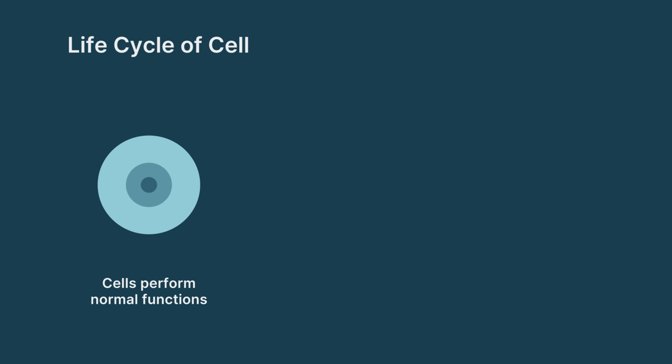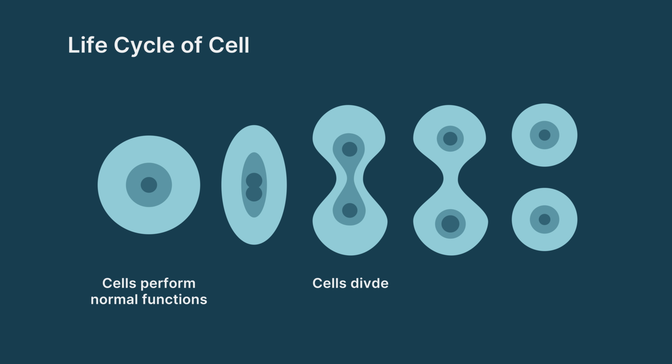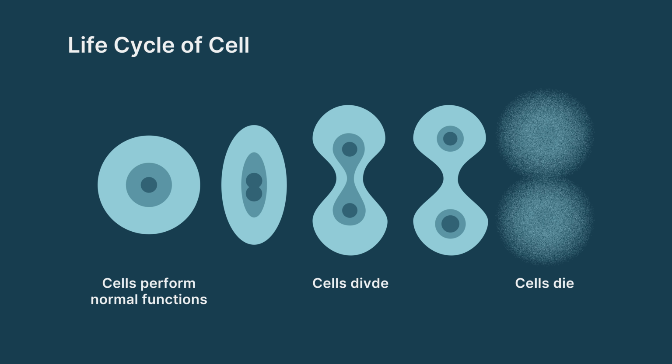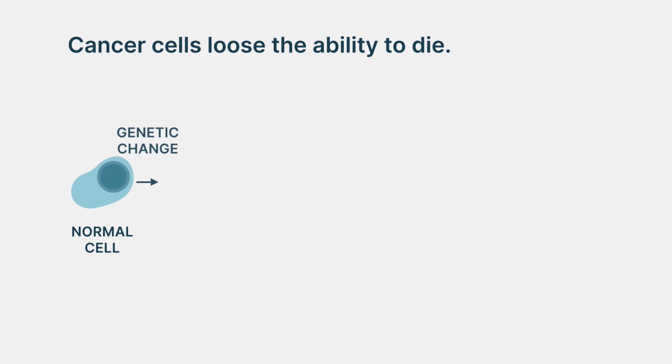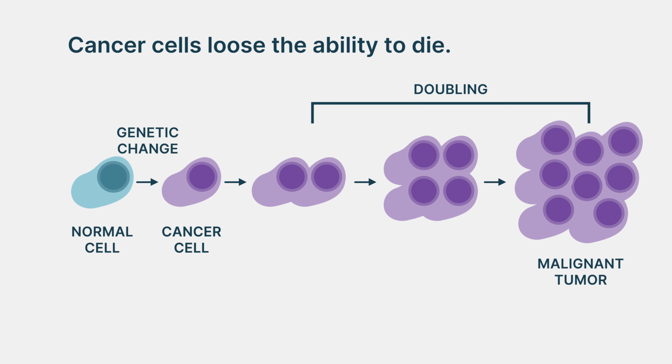So every cell in our body, pretty much every cell, has a normal life cycle. So it's important to know when to divide, when it's time to pass the baton, as it were, and die. When cancer cells lose this ability, they become a burden to the community of cells.